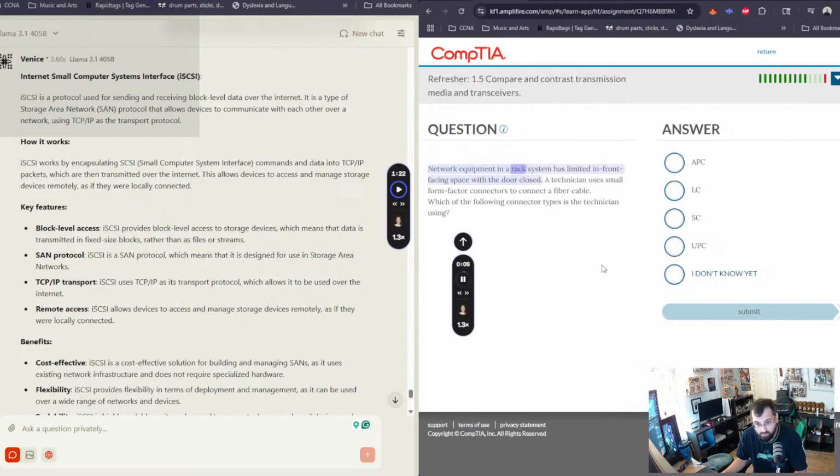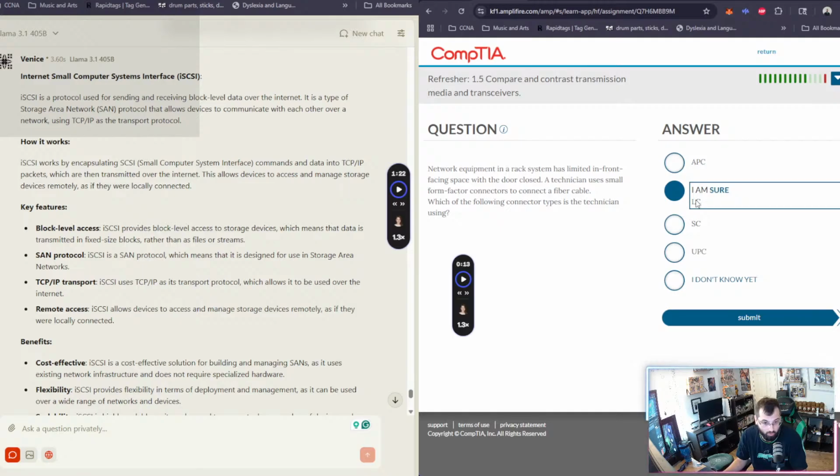Network equipment in a rack system has limited front-facing space with the door closed. A technician uses small form factor connectors to connect a fiber cable. Which of the following connector types is the technician using? The LC. LC is a small form factor of the subscriber connector, I think is what it's called. Yeah.